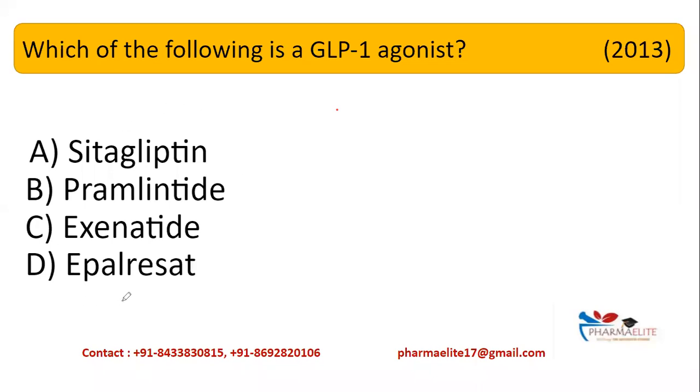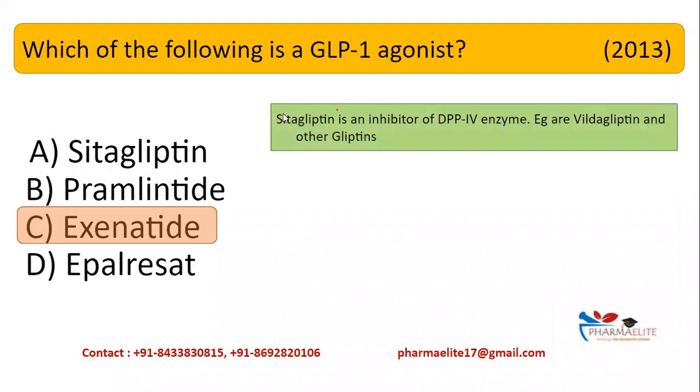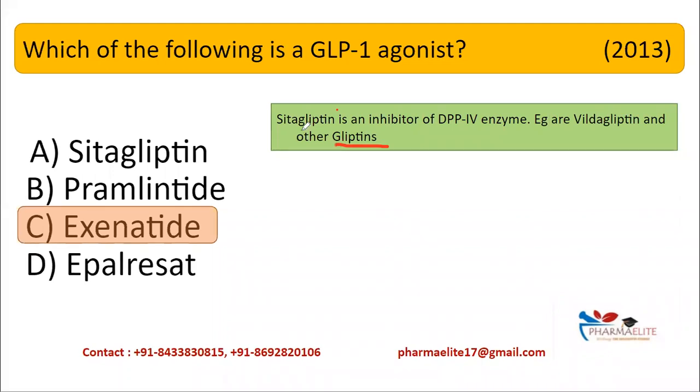Now all the options that are given here, they all are anti-diabetic drugs, and the answer here is exenatide. Out of all these anti-diabetic drugs, exenatide is the only drug that belongs to the GLP-1 agonist category. Now, sitagliptin is a DPP-4 inhibitor. In DPP-4 inhibitors, the drugs are called gliptins. Sitagliptin is the example, and the other example is vildagliptin.